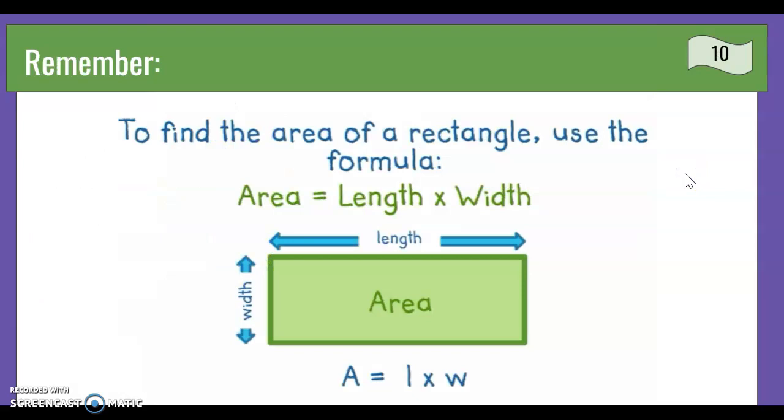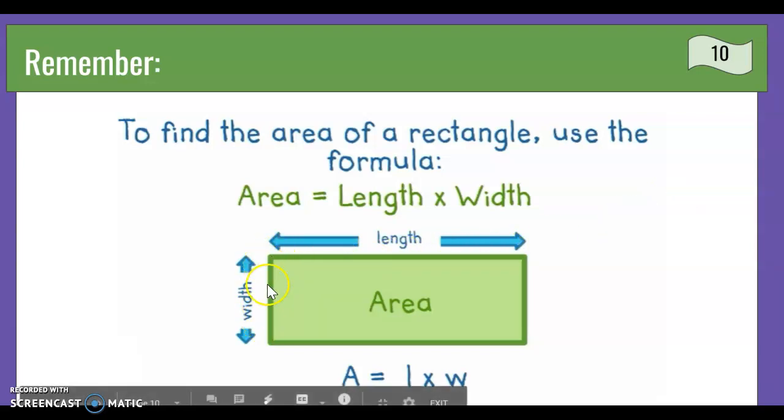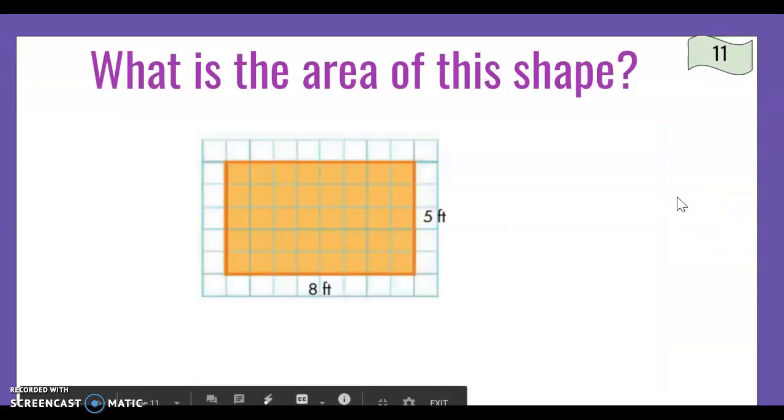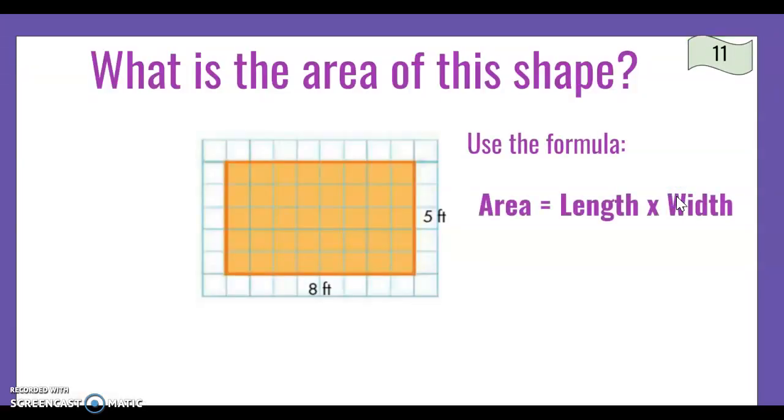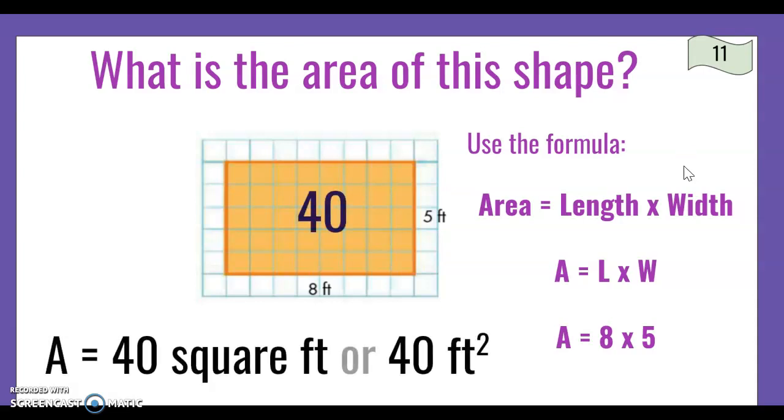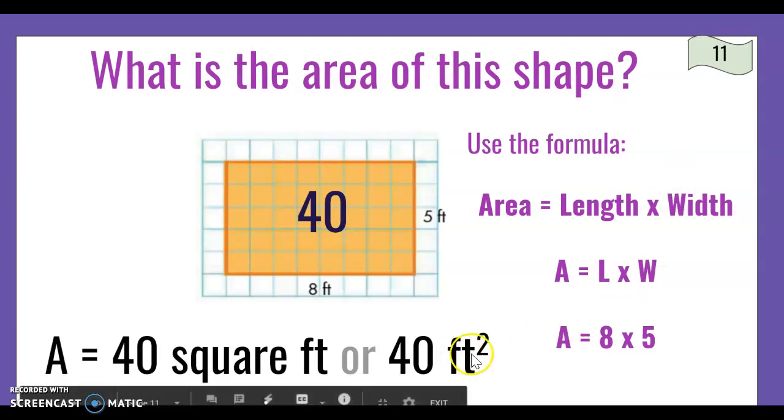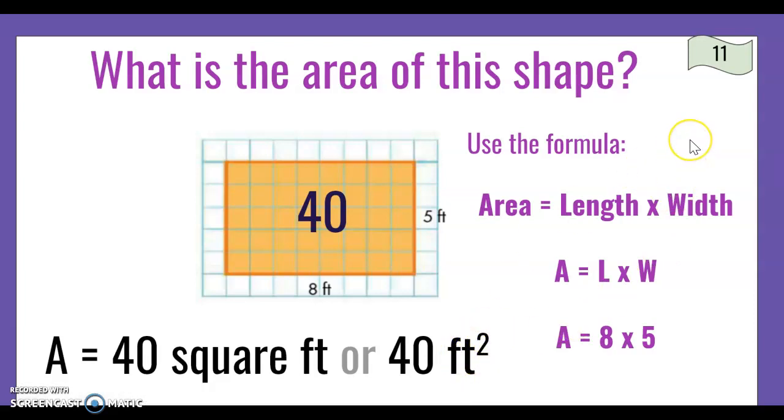All right, it's your turn to practice. Remember, to find the area of a rectangle, use the formula area equals length times width. And it doesn't matter which side you multiply first because we are multiplying. So I usually think of the longer side being the length and the shorter side being the width. So what is the area of this shape? Remember, we're going to use the formula area equals length times width, or A equals L times W. And in this case, our length is 8 feet and our width is 5 feet. So we should get the area of 40 square feet. Again, you can write ft with that tiny 2 up at the top.